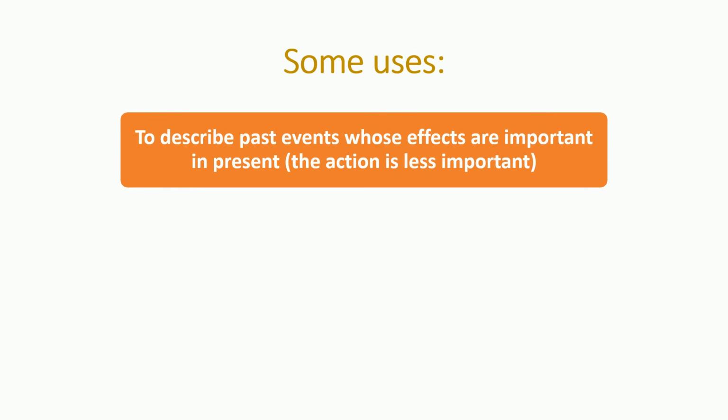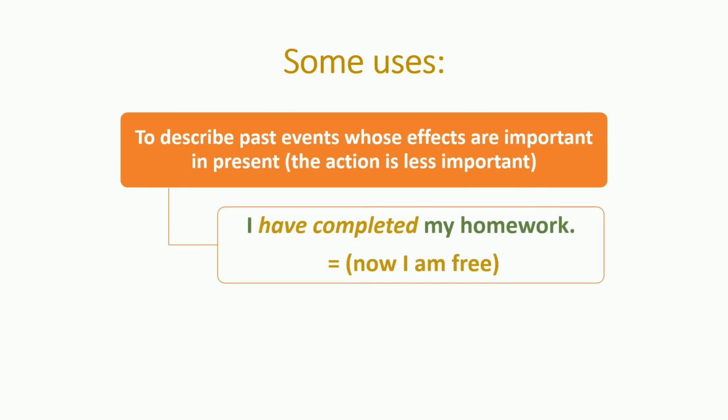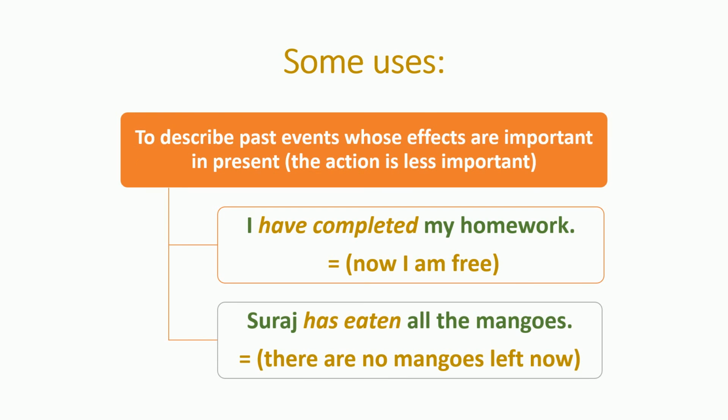The next use of present perfect tense is to describe past events whose effects are important in the present. Here, perhaps the action is less important. Let's understand through examples. The first example is I have completed my homework. This sentence suggests in the present that now I am free. Here, the action of completing homework is not perhaps important, but what is important is that the speaker is now free. Look at this example. Suraj has eaten all the mangoes. This sentence suggests that there are no mangoes left now.